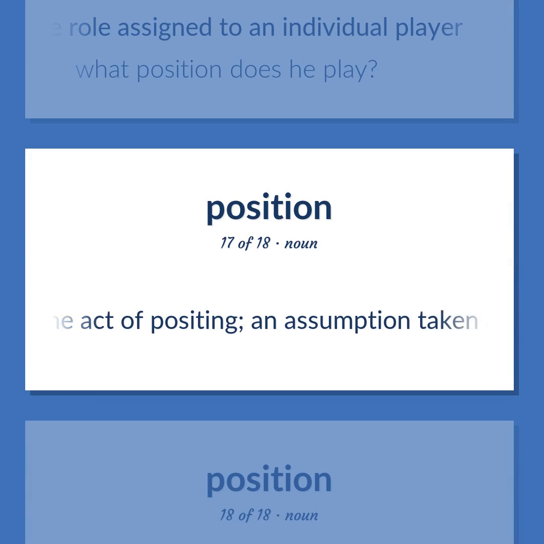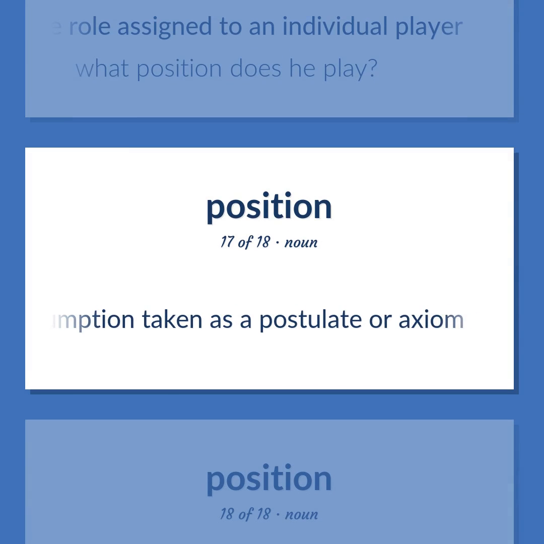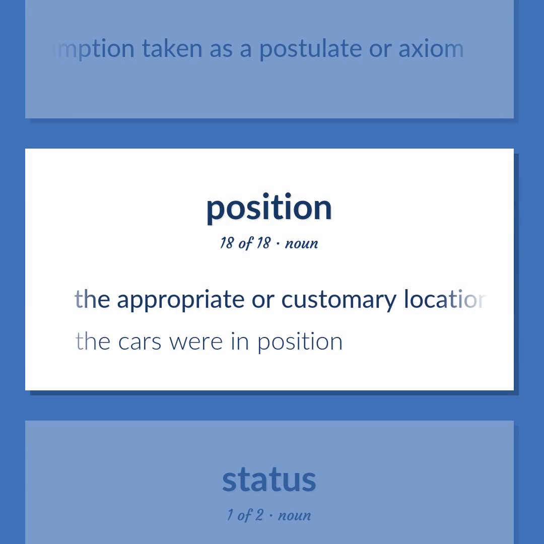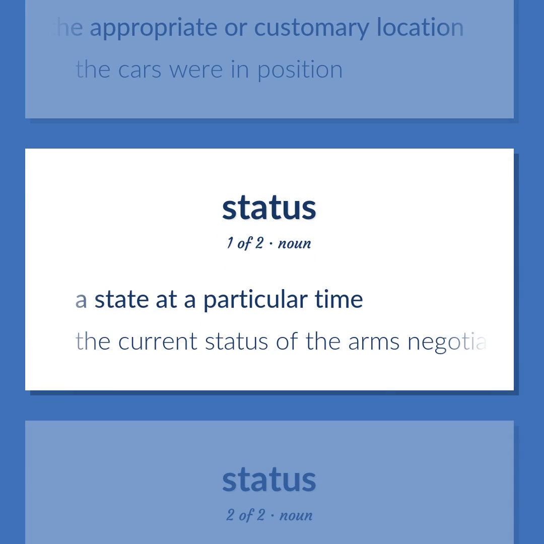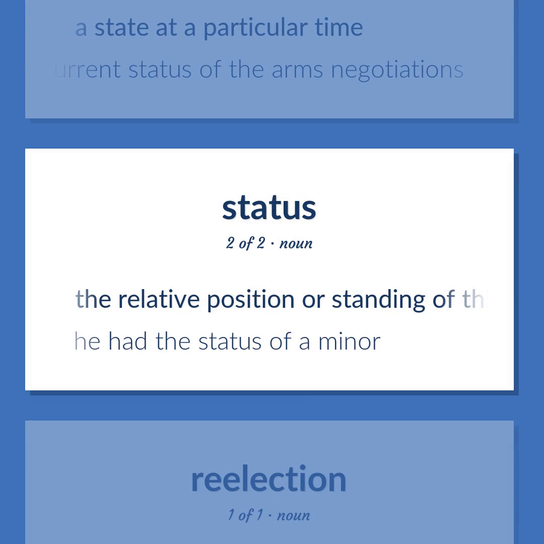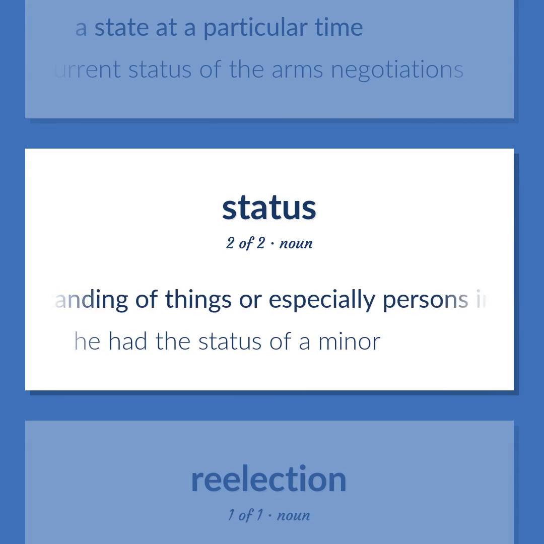The act of positing, an assumption taken as a postulate or axiom. The appropriate or customary location. The cars were in position. A state at a particular time. The current status of the arms negotiations. The relative position or standing of things or especially persons in a society. He had the status of a minor.